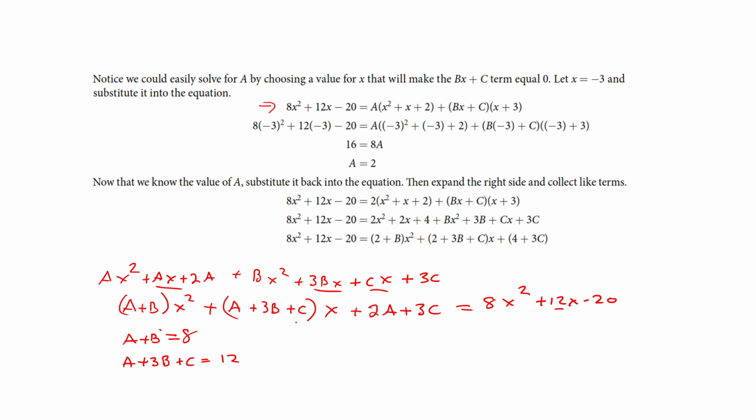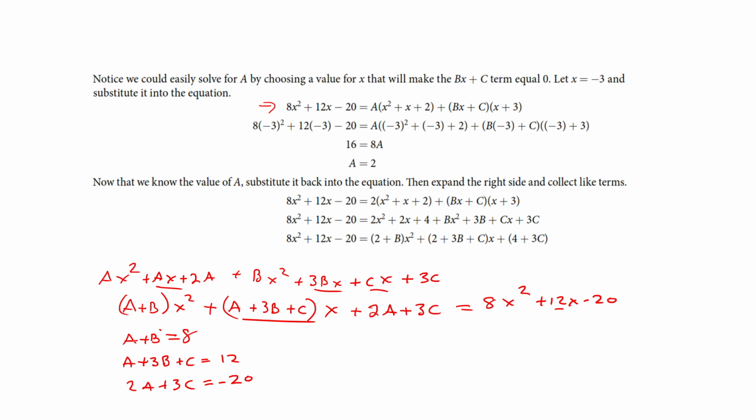See what I'm doing? Just matching up the coefficients just like we did before. And then lastly, I've got 2a plus 3c equals negative 20. Okay, so now we've got some solving to do. Their trick is clever. I want to see if I can just do this without having to resort to it.